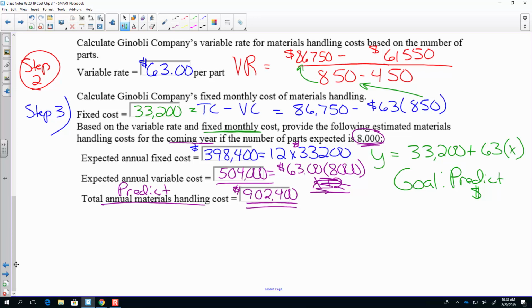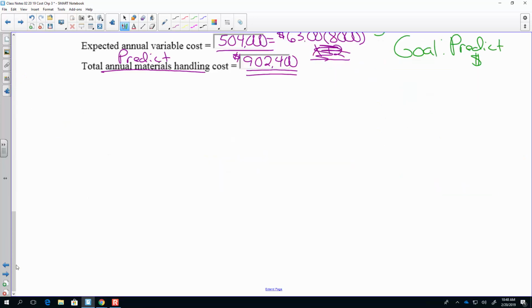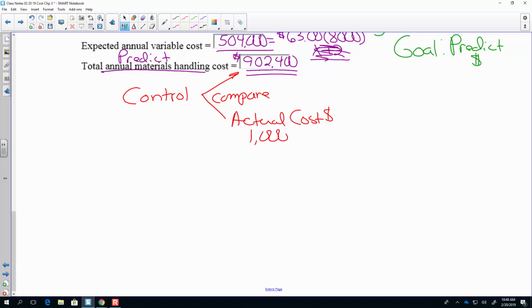And now, remember our control function? Eventually, when the year's done, obviously, I'm going to compare this number to the actual material handling cost. So if I came in at $1 million versus what my prediction was, 900,000 roughly, right? I'm just making that number up.